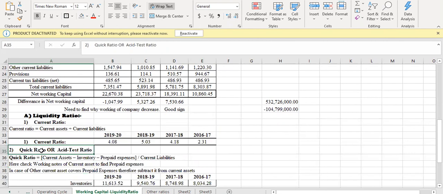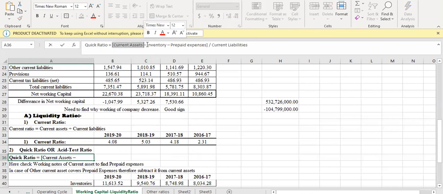Then this is a quick ratio, also called the acid test ratio. When we are talking about a quick ratio, we consider current assets, and from current assets we have to subtract two parameters. One is inventory and the second one is prepaid expenses. These two parameters you have to subtract, consider the remainder as current assets, and divide that amount by the current liabilities.